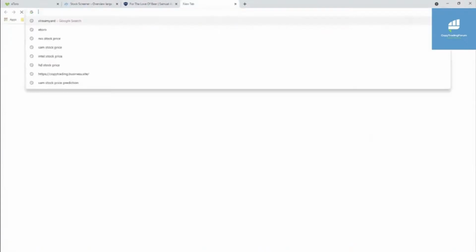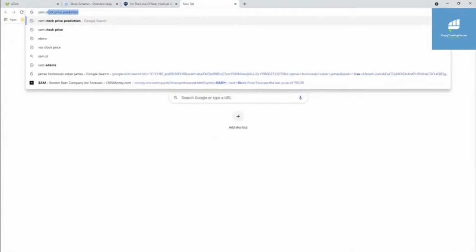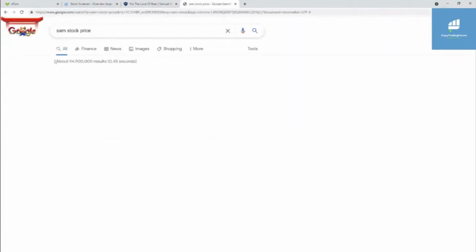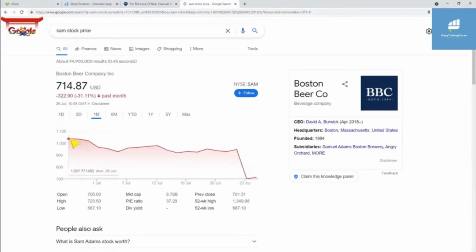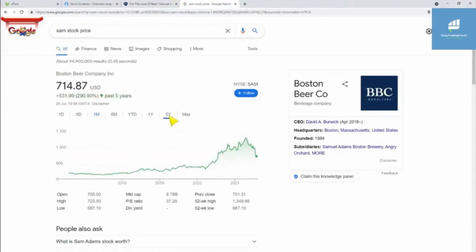How I research that, I went to SAM stock price in Google, and I just clicked in there, and I'm looking for, over the 1 month, at least a 10% drop. So I go from the highest point to the lowest point, and you can see there it's down massively, 31.11%, and it was 33% when I invested in it. Okay, so next we check over the 5 years, and it was growing. So great, but a massive drop over the last while, especially because of what happened.